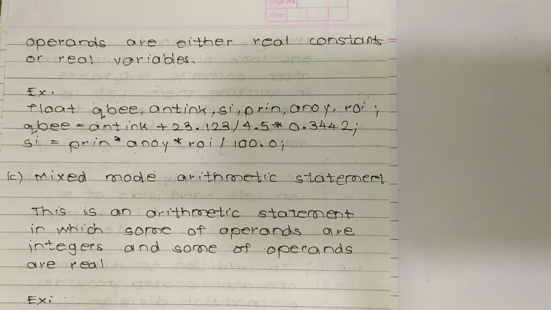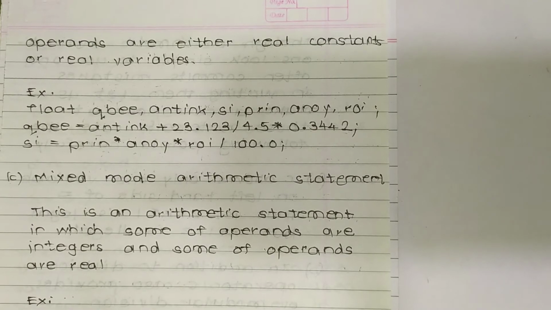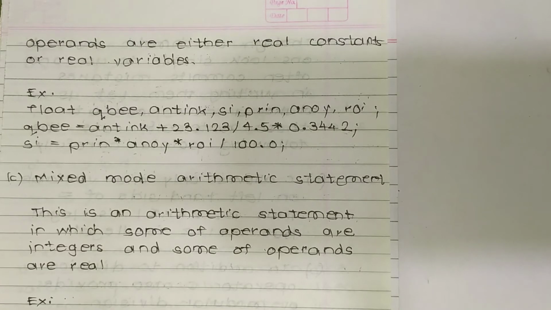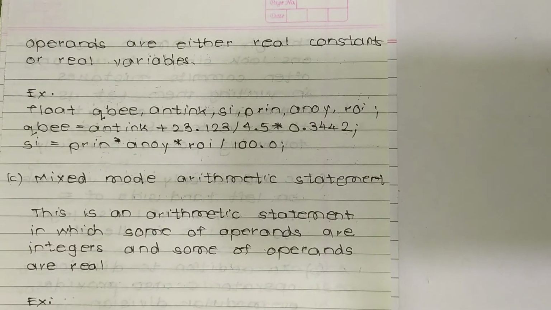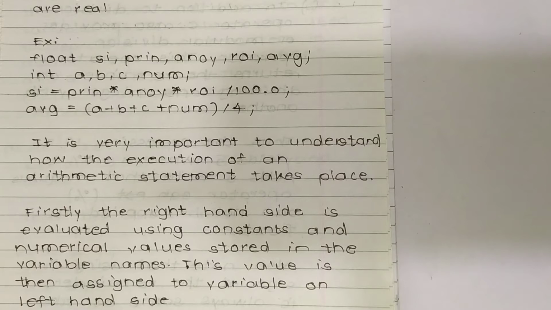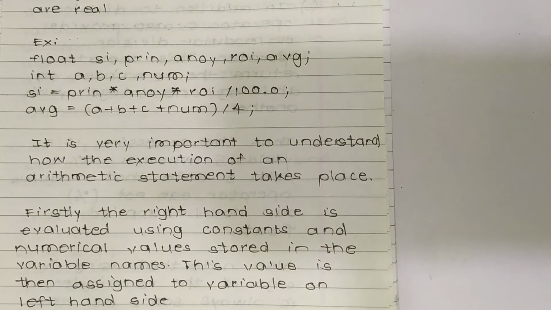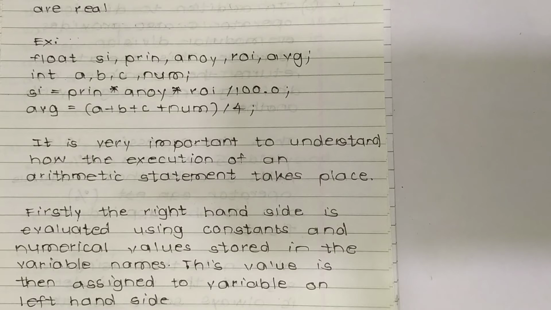Now, mixed mode arithmetic statement. This is an arithmetic statement in which some of the operands are integers and some operands are real. So it has a mixed type of statement. So examples of this statement. Example: float si, prin, annoy, roi, avg. int abc num si, print annoy roi divided by 100.0. avg is equal to a plus b plus c plus num divided by 4.